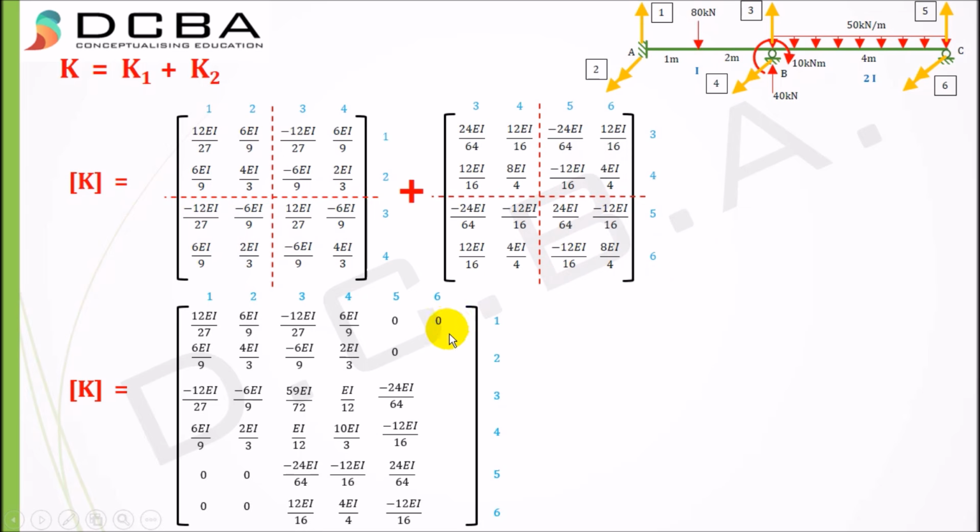First row sixth column 0. Second row sixth column 0 because both these elements do not exist. Third row sixth column is 12 EI by 16. Fourth row sixth column is 4 EI by 4. Fifth row sixth column is minus 12 EI by 16 and sixth row sixth column is 8 EI by 4.